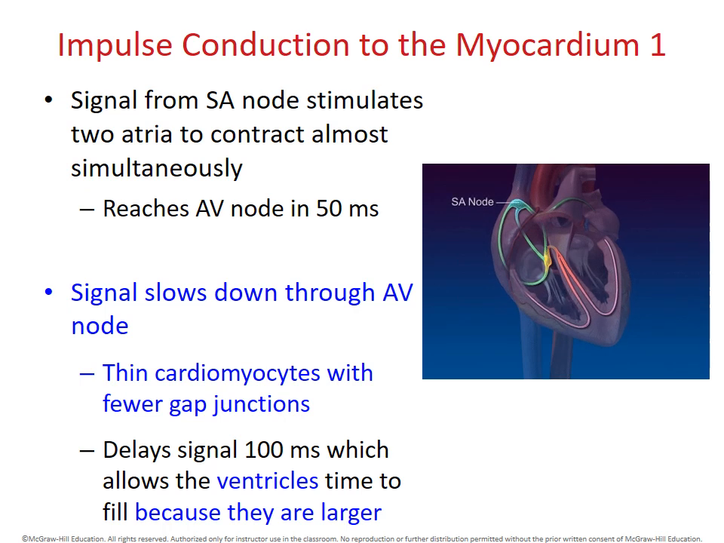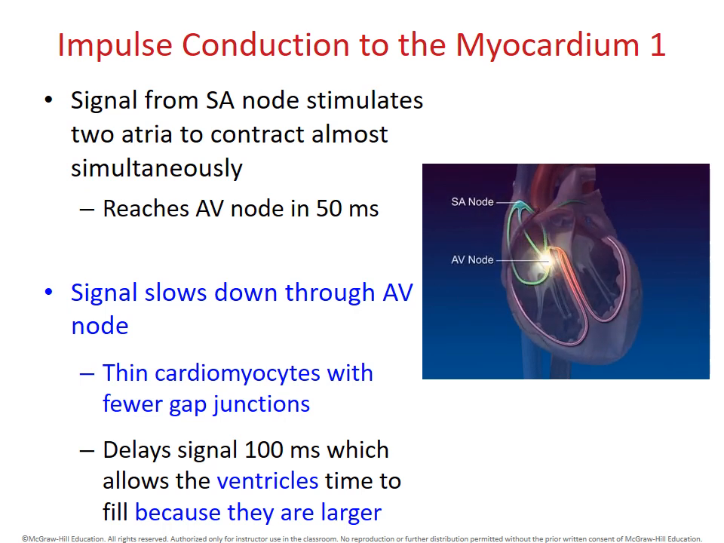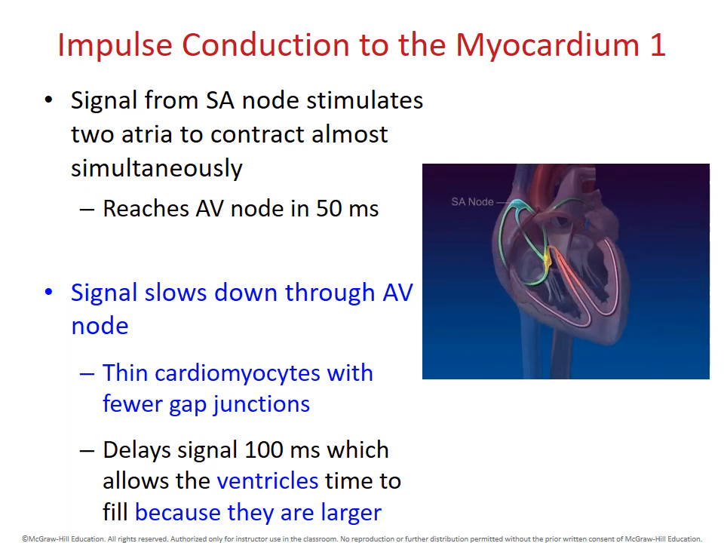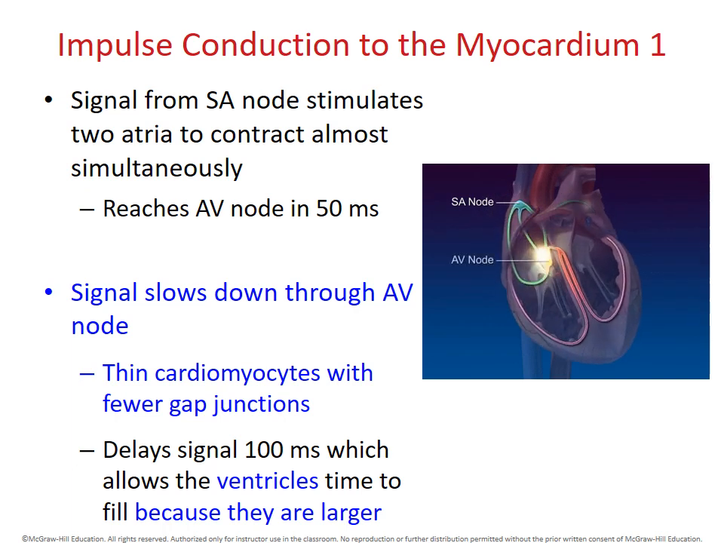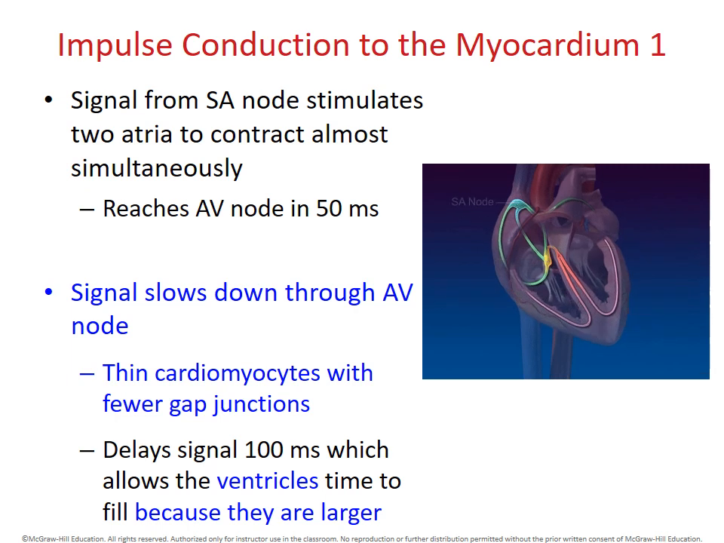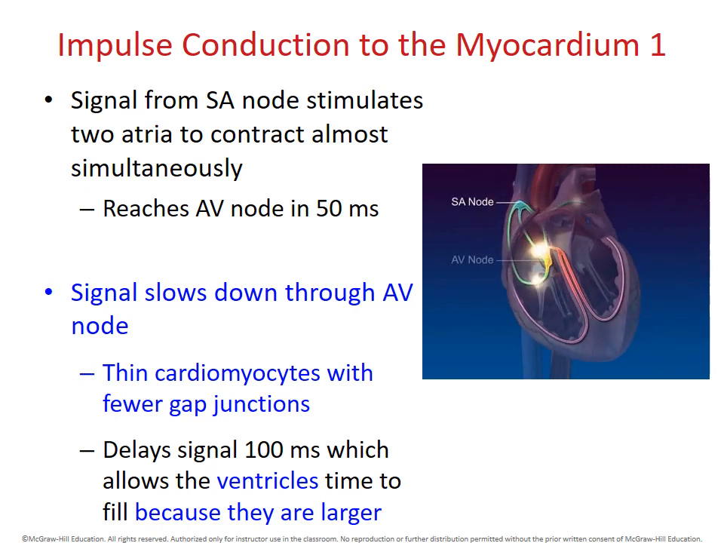On the text part of the slide, it highlights the fact that your SA node, your pacemaker node, will initiate the heartbeat, and it will take about 50 milliseconds for it to reach the AV node. From the AV node, the signal will slow down a little bit, and it will take about 100 milliseconds to reach down the interventricular septum, and part of it is due to the fact that the ventricles are larger, so it will take a little bit more time, obviously, to excite all those individual cells.